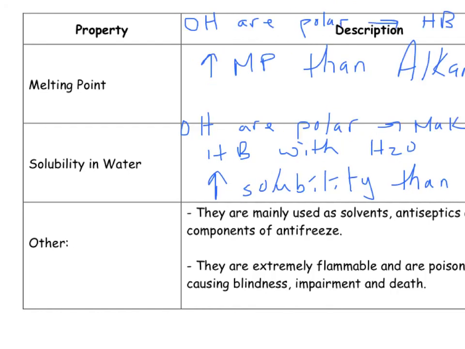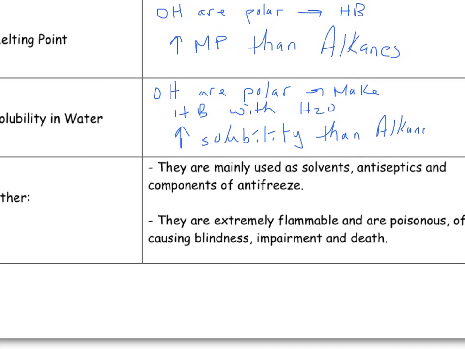Other information about alcohols. They're mainly used as solvents, also antiseptics, and a main component in antifreezes. They are extremely flammable, so when you work with them in the lab, we usually use hot plates instead of Bunsen burners. All alcohols are poisonous, including the one found in beverages, ethanol. They can cause blindness, impairment, and death if you're exposed to too much.